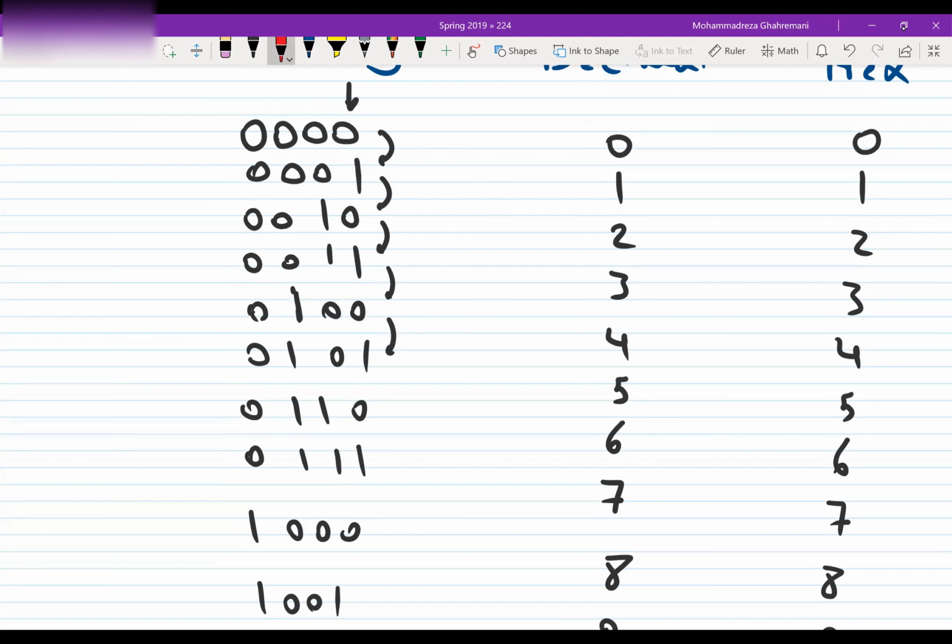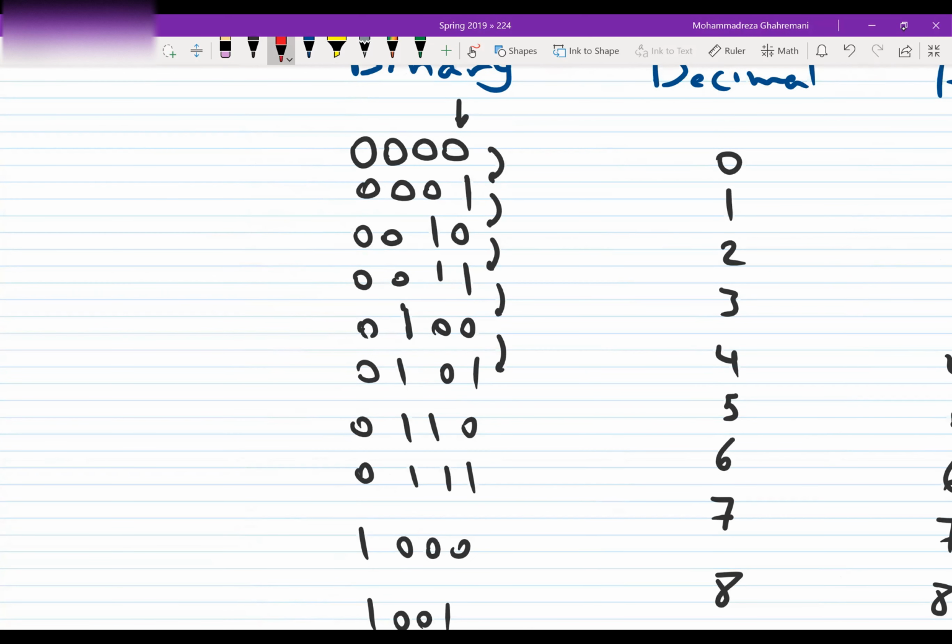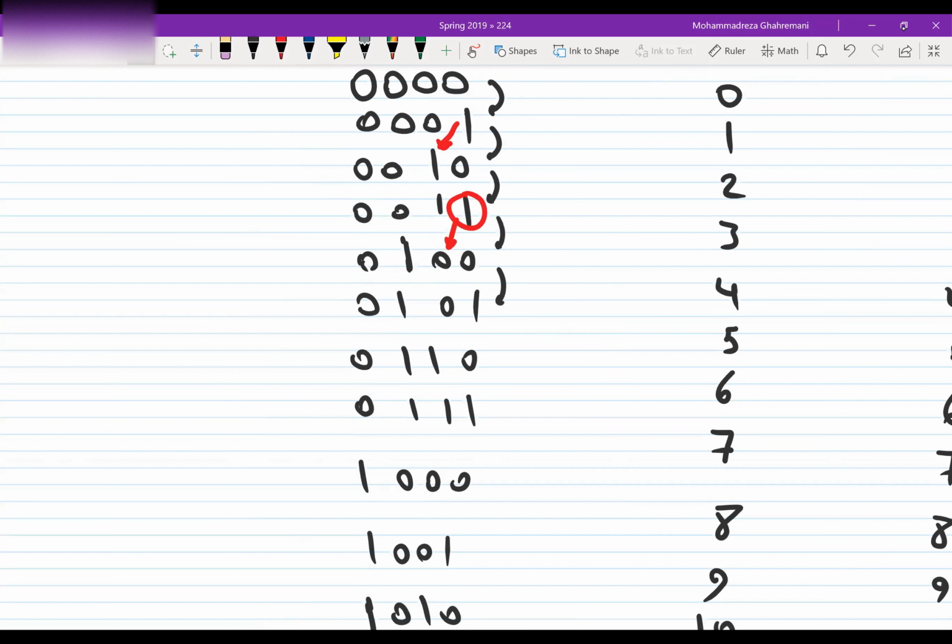The second bit changes every time the first bit is 1. So here, the first bit is 1, so the second bit is changing. Here, the first bit is 1, the second bit is changing. Here, the first bit is 1, the second bit is changing from 1 to 0.